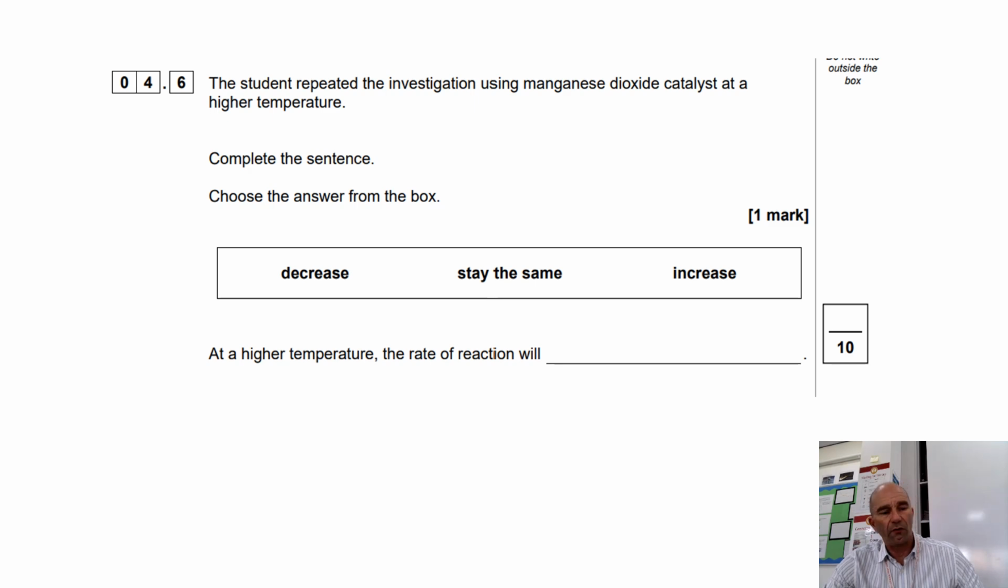Alright, question 4.6. The student repeated the investigation using the manganese dioxide catalyst at a high temperature. Complete the sentence. At a high temperature, the rate of reaction will, well, increasing the temperature is one of those other things that increases the rate of reaction. So there is only one possible answer there. It's increase. Now that question is worth 10. Hopefully you got 10 out of 10. Well done if you did.